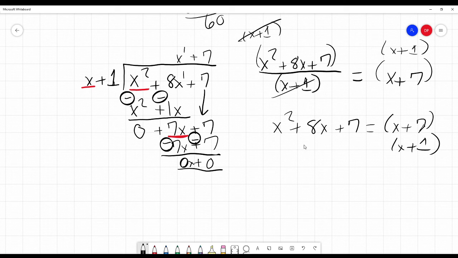Okay, and again, the definition of division: if I'm dividing by x plus 1, I'm really asking myself, if I'm doing x squared plus 8x plus 7 divided by x plus 1, what I'm really asking is x plus 1 times what equals x squared plus 8x plus 7. Okay, and then of course from right here we've seen that what this should be is x plus 7.